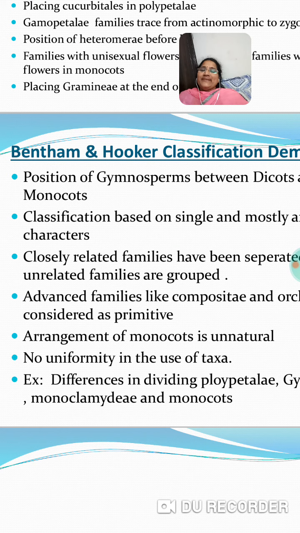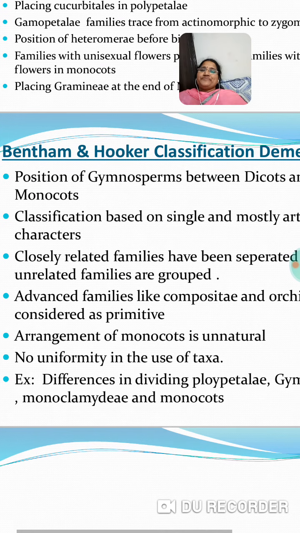So that point can be taken both in advantages and also disadvantages, both on the merits side and on the demerits side. The first point in the demerits is also the position of the gymnosperms. That is not being justified actually. So that's why it is also being considered a demerit.